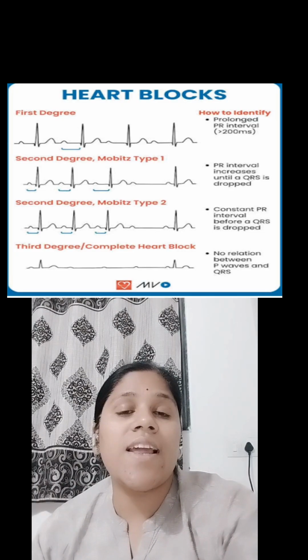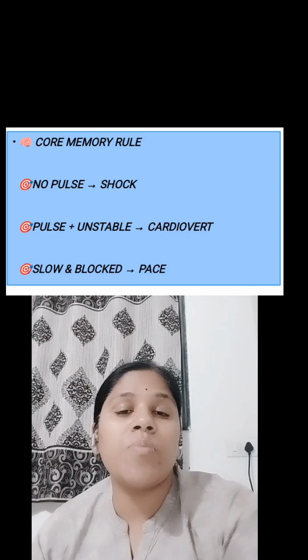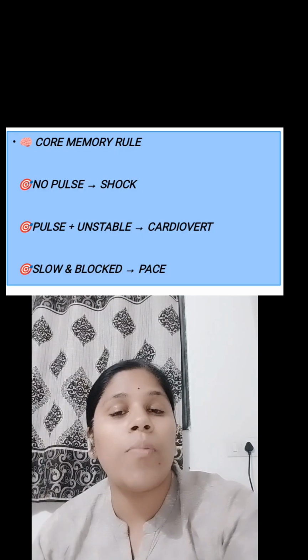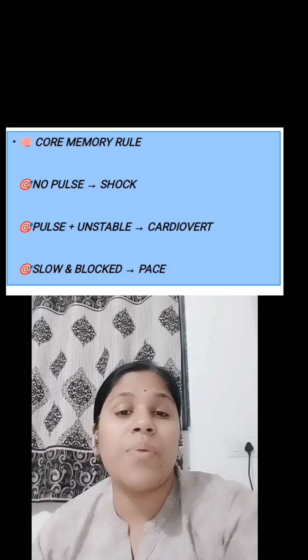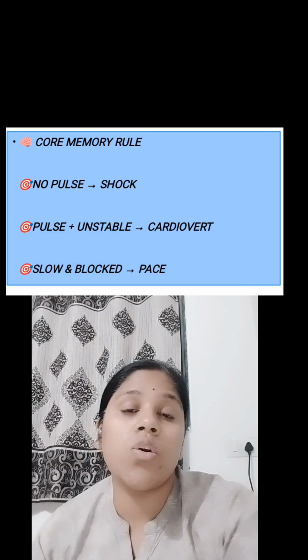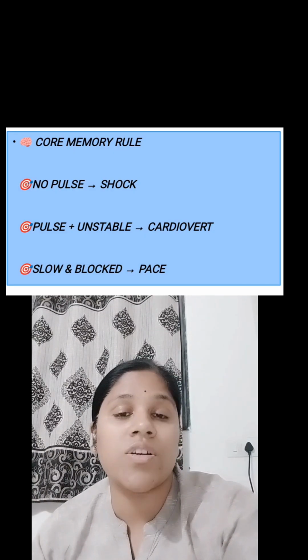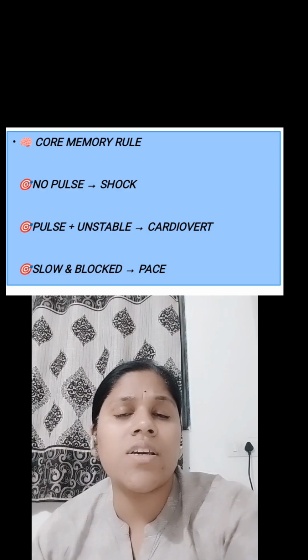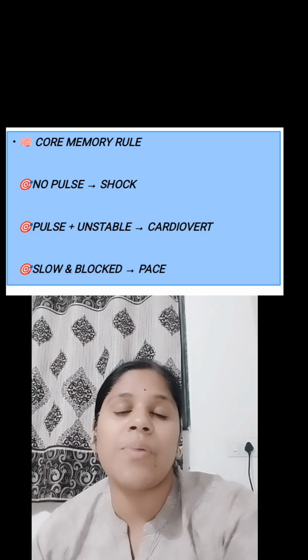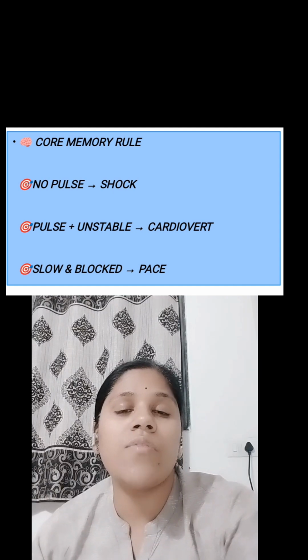the core NCLEX rule we should memorize is, if there is no pulse, we need to shock the patient, and if there is a pulse and the patient is unstable, we can cardiovert, that is, give cardioversion to this patient. And if there is a slow or blocked ECG, then we need to pace the patient. Yes, these are the important things we need to keep in mind when we are taking ECG type of questions.